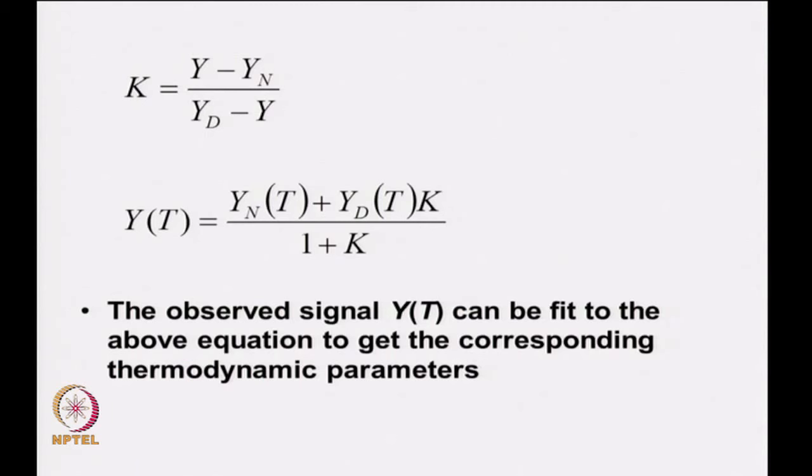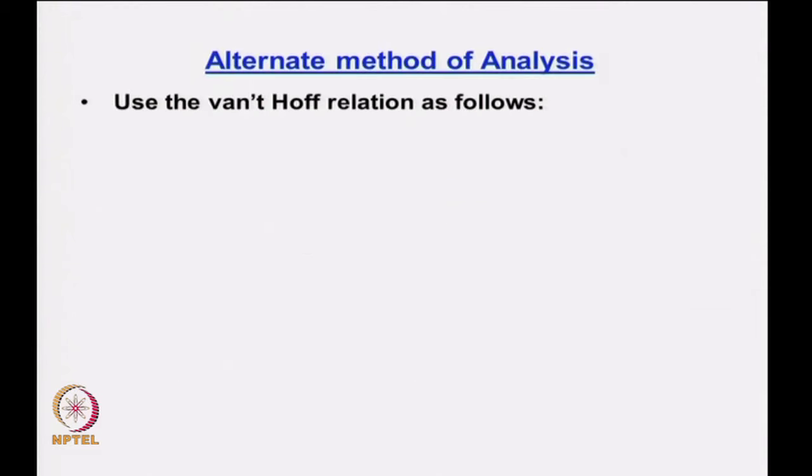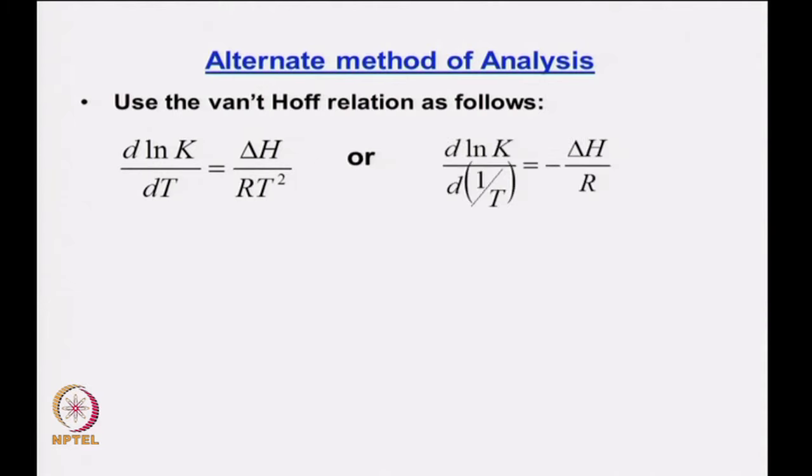So that is what it says, the observed signal Yt can be fit to the above equation to get the corresponding thermodynamic parameters. All these equations are interrelated. Now, what is an alternate method of analysis? The alternate method of analysis is this. You know the Van 't Hoff equation you have done in thermodynamics. This is a relation between your equilibrium constant and delta H. This can also be written in two different derivative forms, d ln K, or d of 1 by T, is equal to minus delta H by R, where delta H is the change in enthalpy obviously and K is the equilibrium constant.